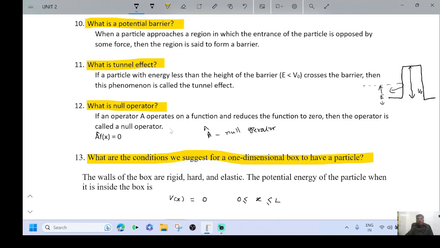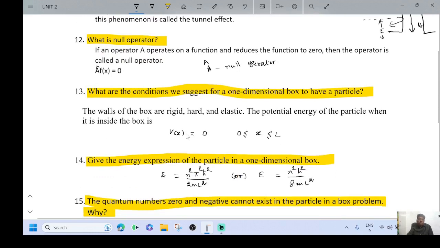What are the conditions we suggest for a one-dimensional box to have a particle? The walls of the box are rigid, hard and elastic. The potential energy of the particle when it is inside the box is V of x equal to 0. The necessary condition is x greater than or equal to 0, less than or equal to L, the width of the box.